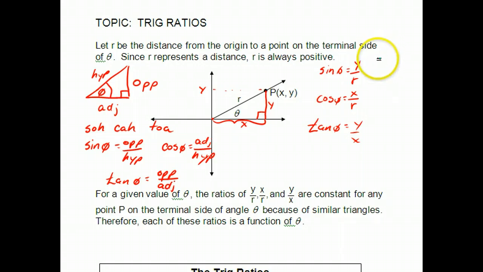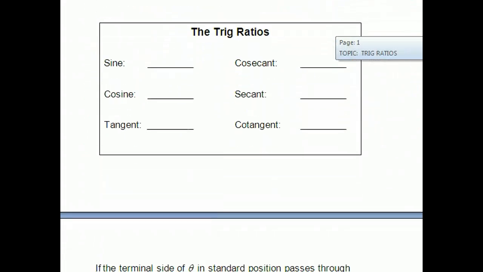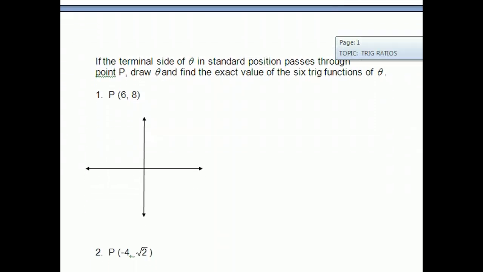And now my reciprocal trig functions. With sine goes cosecant theta, and I'm just going to flip it. It's going to be r over y. My secant theta is going to be r over x, and my cotangent theta is going to be x over y. So let's go ahead and put those to work here. Okay, so there's a place where you can fill in the note. But here's a couple of examples.